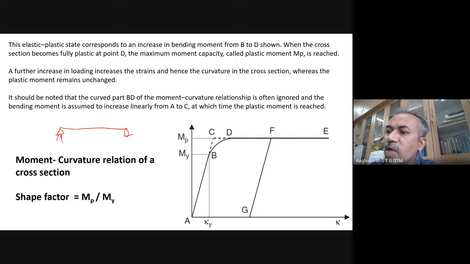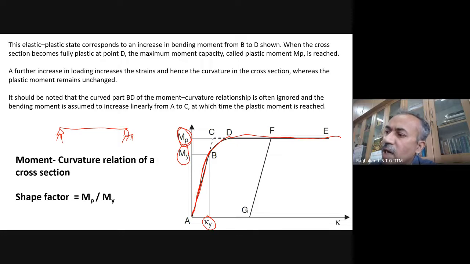The same thing you can translate to moment versus curvature. So the elastic region is here, the AB, this is your elastic region. You call this the yield moment, and then the curvature you have here. As you keep on increasing the load, generally it goes like this, and then it becomes like this. This we call the plastic moment. Actually it is the same stress-strain curve, only we are writing it in terms of moment versus curvature for a cross section.